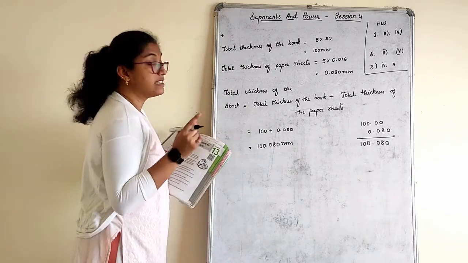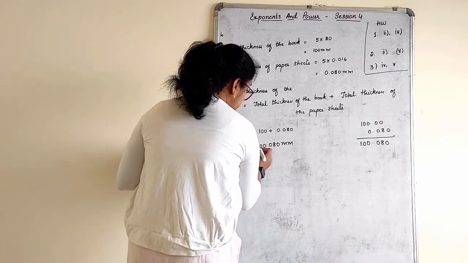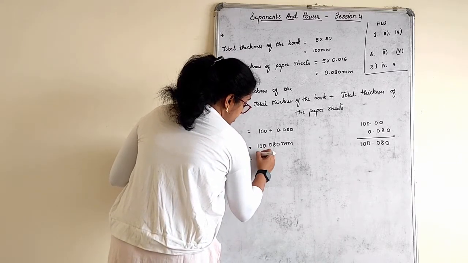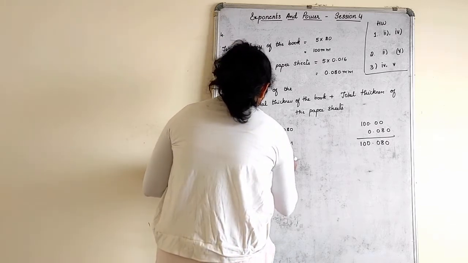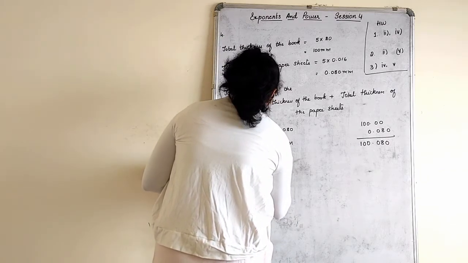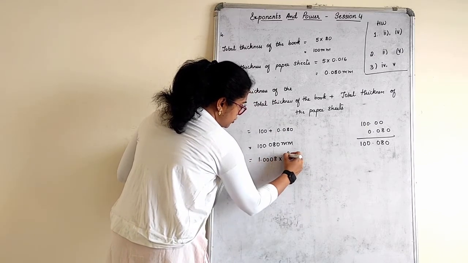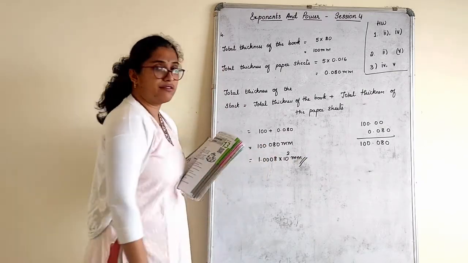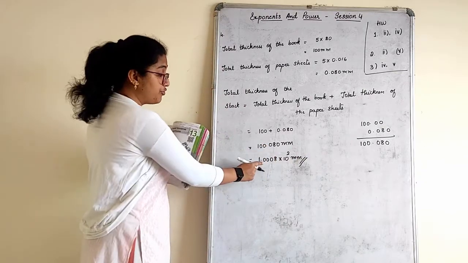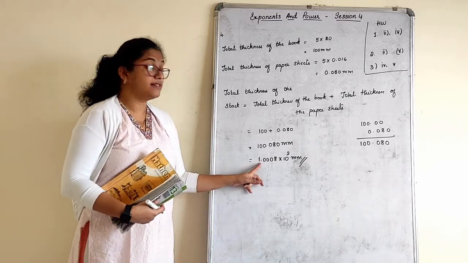This is not the final answer. Why? Because standard form is required. Decimal should come after here. So 2 decimals I will shift. 1.00080 into 10 raised to how many decimals you have shifted? 2. If you write this, children, half mark will be cut for not writing the final answer, because always learn to write the answers in standard form.